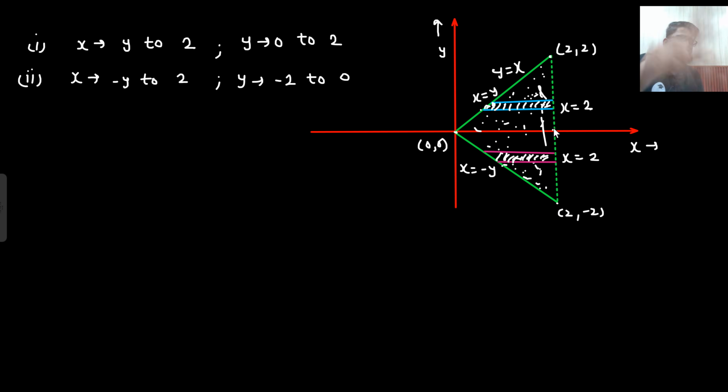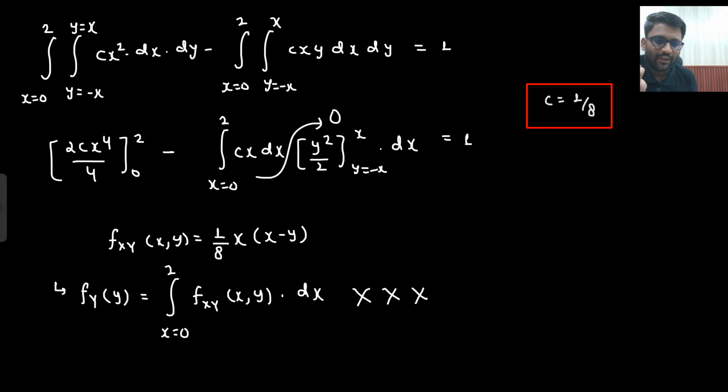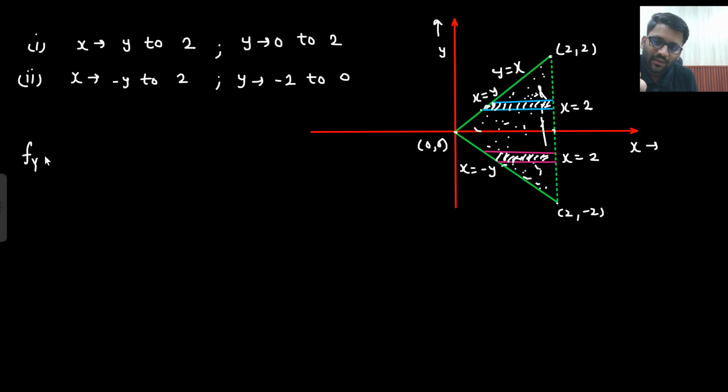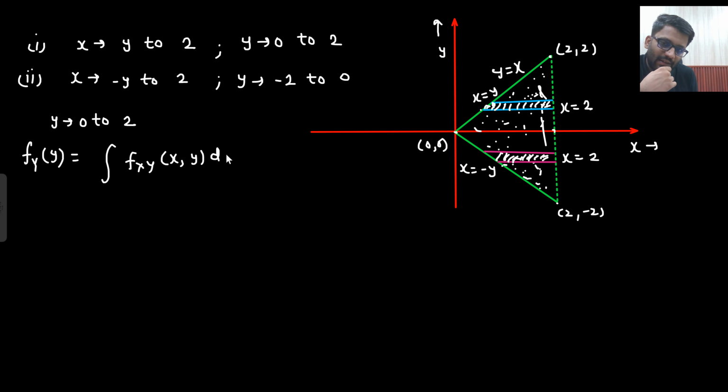So y will go from -2 to 0. Is that clear to you or not? So if I need to find my fy of y, then I will find it for two different regions. In one condition, if my y is going from 0 to 2, then what will be my fy of y? There I will integrate f of x, y with respect to x, and x will go from y to 2. Is that clear to you or not?